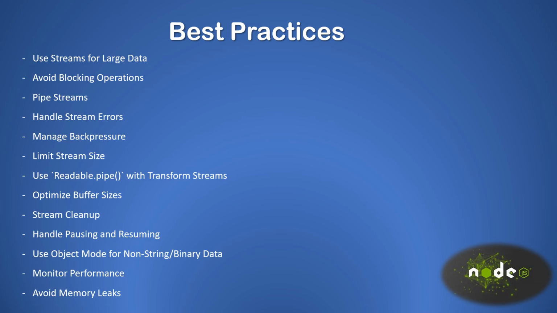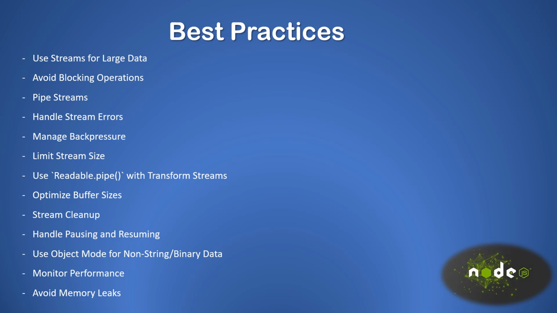So let's see now what are the best practices we have to consider while using Node.js Streams. The first one is use streams for large data, as I told in the previous slide. Avoid blocking operations, like stream work asynchronously, so avoid using blocking code within your stream event handler. Pipe streams whenever required, to connect streams instead of manually reading data from one stream and doing it in another stream. Handle stream errors. That is another very key thing which we have to handle.